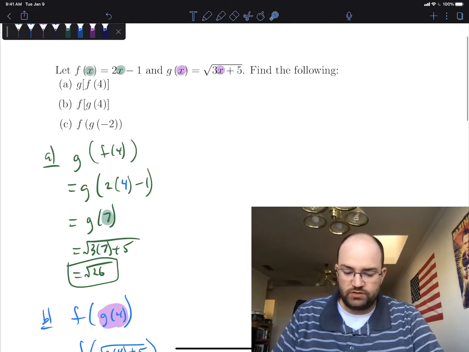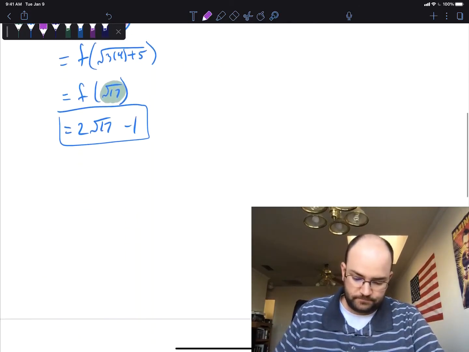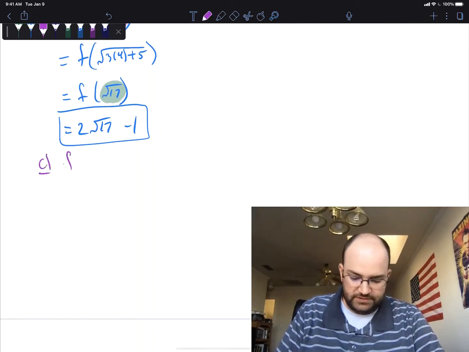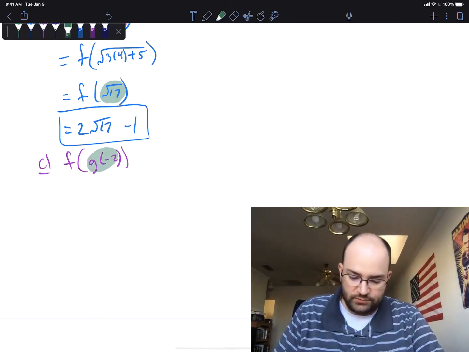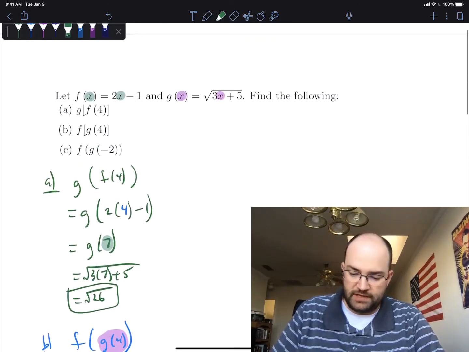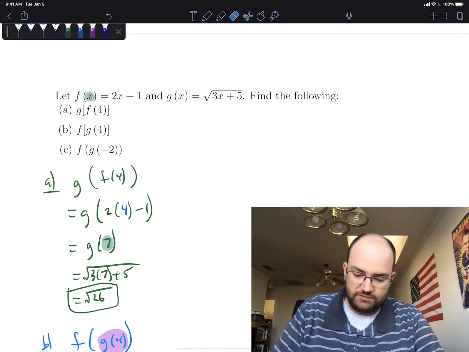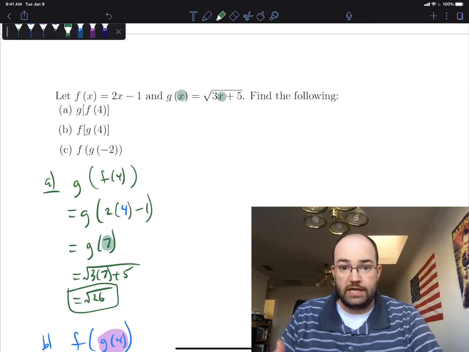Now for this last one, we want to know f of g of negative 2. Well, let's look at that. F of g of negative 2. So let's go ahead and notice that we need to figure out what is g of negative 2 first. To do that, coming back up here and go to the g function, and the x's are going to be replaced with negative 2.